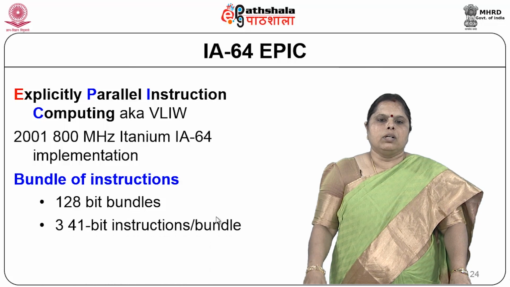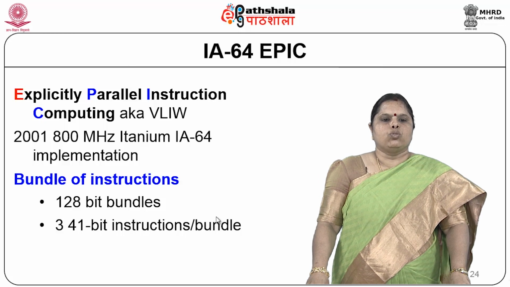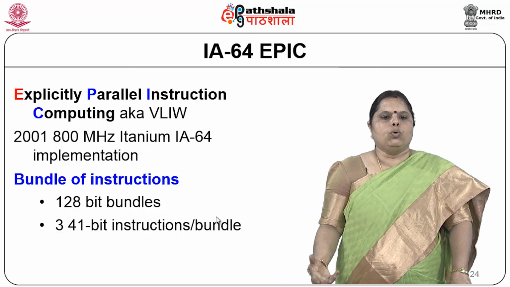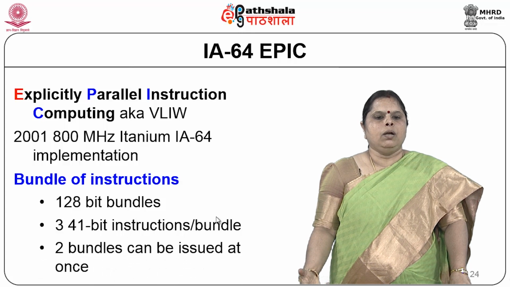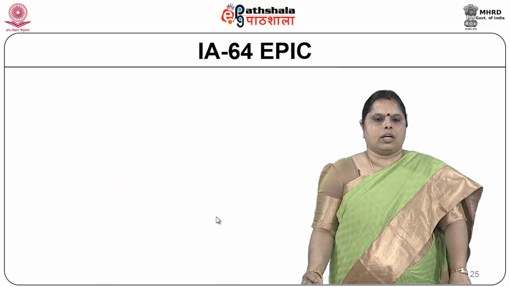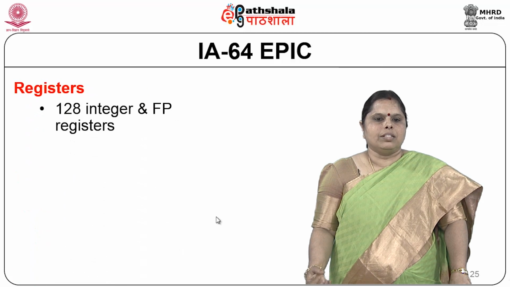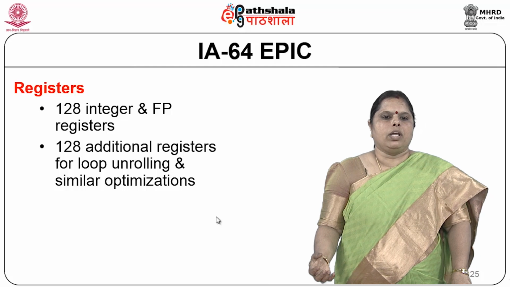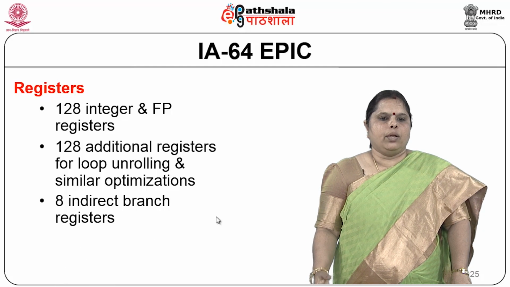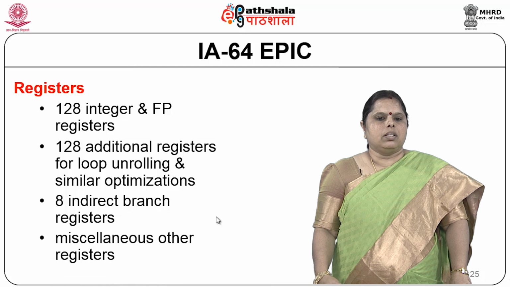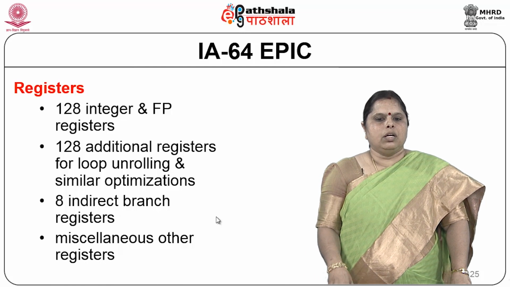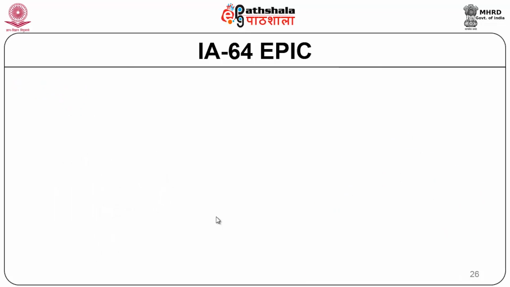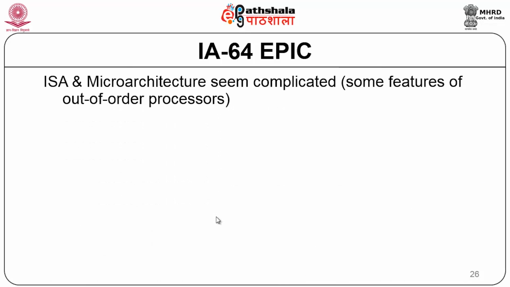Because it is a VLIW style of architecture, we have a number of instructions put into bundles. So you have 128-bit bundles, you have 3 41-bit instructions per bundle, and you have 2 bundles which can be issued at any point of time. As far as the registers are concerned, you have 128 integer and floating point registers, you have 128 additional registers for loop unrolling and similar optimizations, and you have 8 indirect branch registers. There is extensive support for predication. You have a number of other miscellaneous registers. So all these are characteristics of the IA64 architecture.